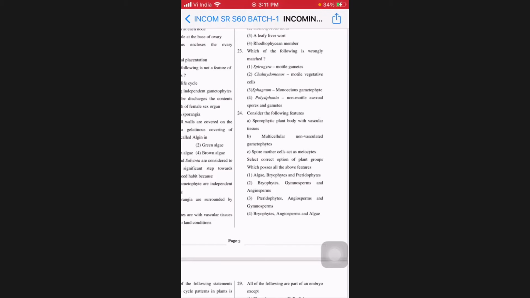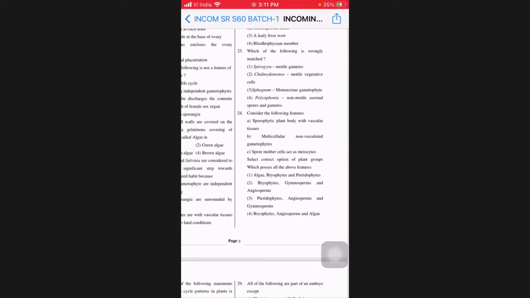23. Which of the following is wrongly matched? Spirogyra has motile gametes. Was it with motile gametes? Non-motile gametes. No, that itself is wrongly matched. Chlamydomonas motile vegetative cells, yes, it is unicellular flagellated. Sphagnum monoecious gametophyte, yes, it was with antheridia and archegonia. Polysiphonia non-motile asexual spores, because it's a red alga, you can't expect flagella. So the wrong match is the first one itself.